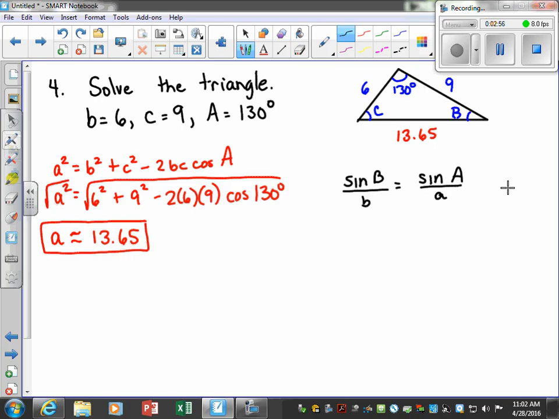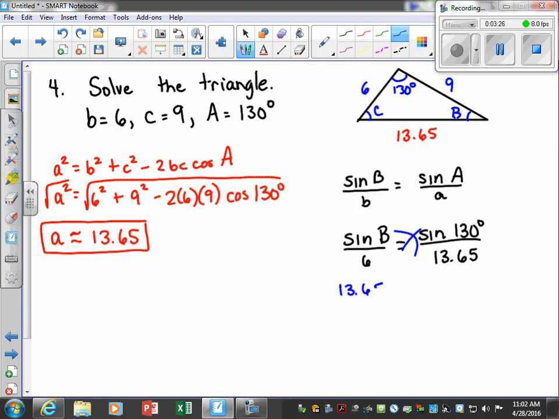So here, let's plug in our information. Sine of angle B, we don't know that yet, but what is side B? 6. Good. Sine of angle A, well, we know angle A, that's 130 degrees, and it's also a given value, over side A. Okay, so what did we do here? We would cross multiply, right? Algebraically, we would cross multiply here, and we would get 13.65 times the sine of angle B is equal to 6 times the sine of 130 degrees.